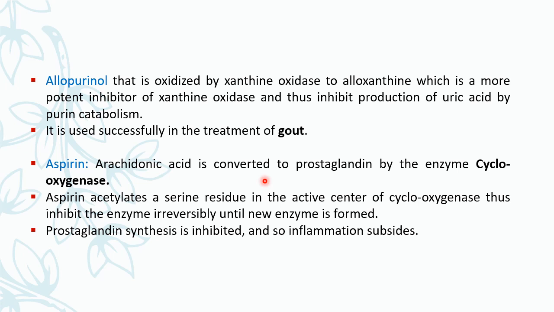Why? Because inflammation is produced mainly by the synthesis of some prostaglandins, and prostaglandins are synthesized, as you know, from arachidonic acid with the help of the enzyme cyclooxygenase. Now aspirin acetylates a serine residue in the catalytic active center of the enzyme cyclooxygenase, and thus irreversibly inhibits the enzyme. That means the enzyme remains inhibited until a new enzyme is formed. And the turnover rate of cyclooxygenase is not that rapid. That is why, if cyclooxygenase is blocked by acetylation of the serine residue in the active center by aspirin, then the synthesis of prostaglandin from arachidonic acid is temporarily halted and the symptoms of inflammation subside. Okay.